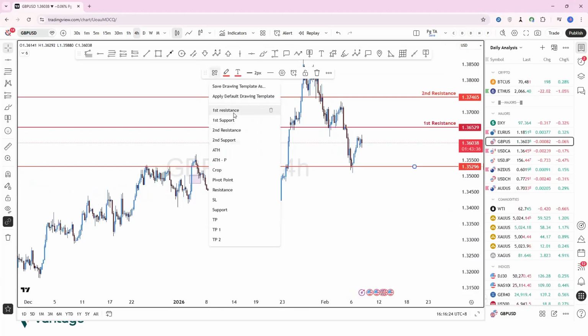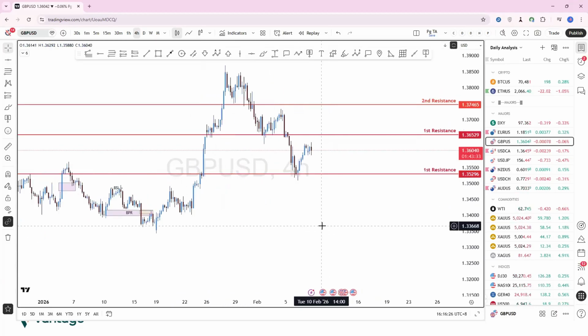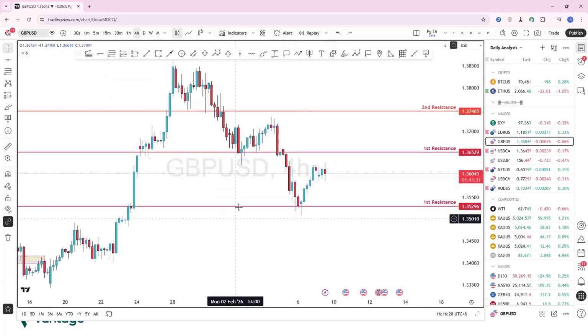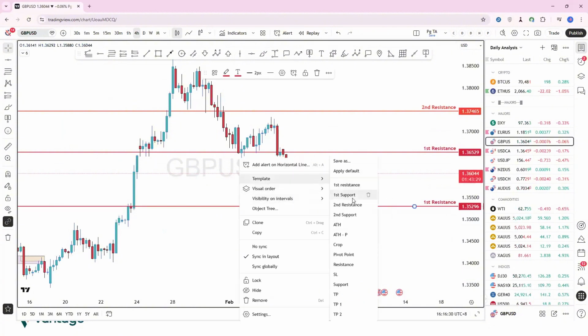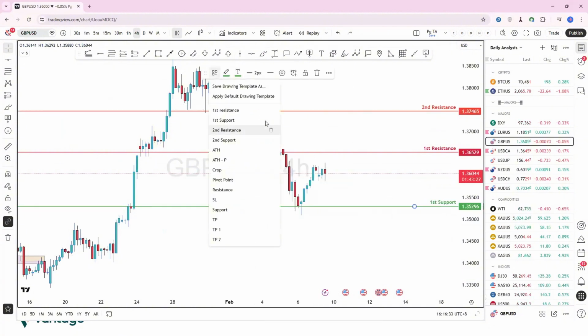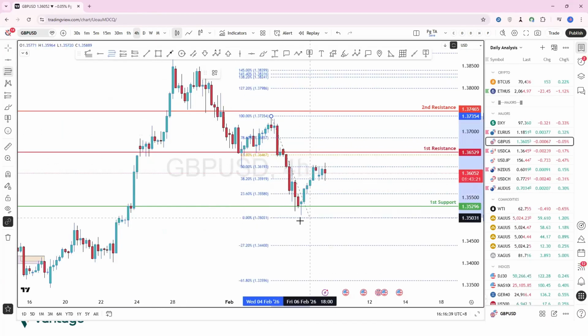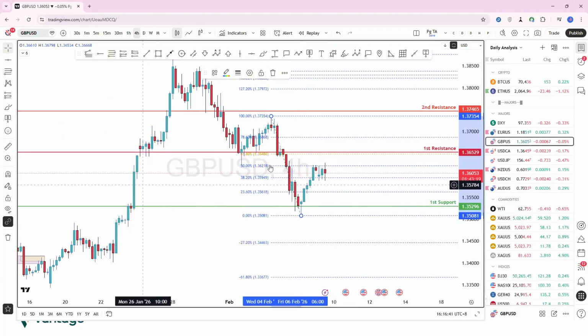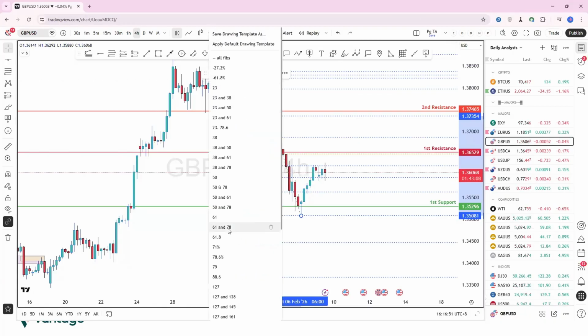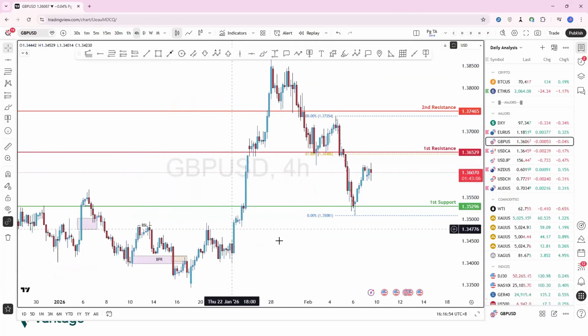This is the first support. And price has bounced off from the support level. Okay, you can see the 50%. If you're going to draw here, like 50, this is 61.8. You just wait for 61.8.